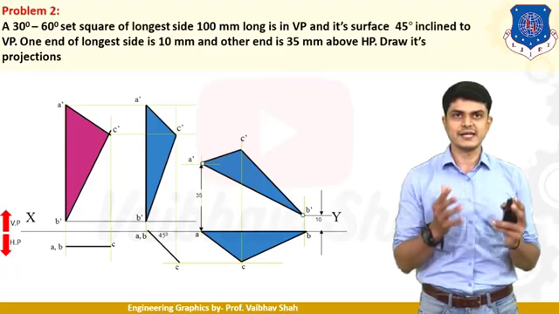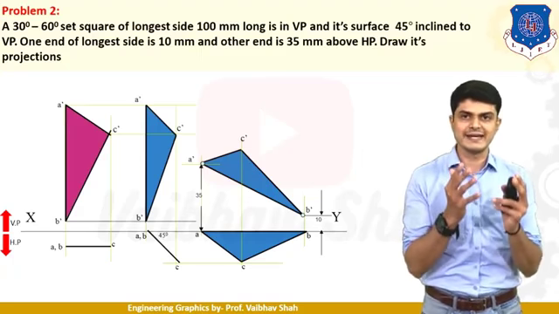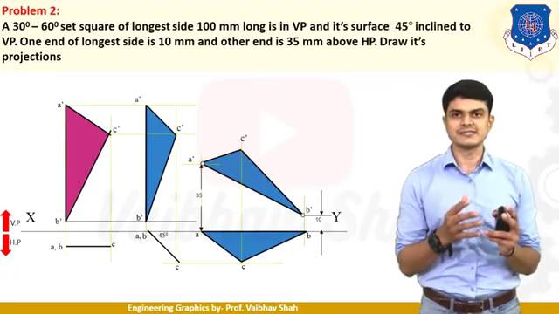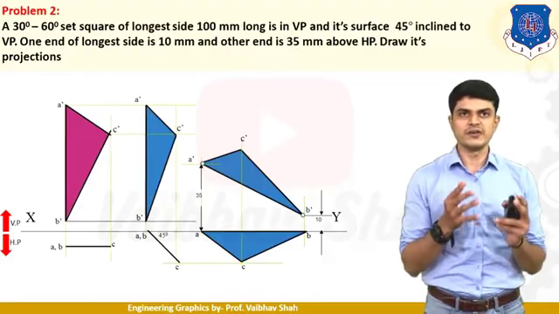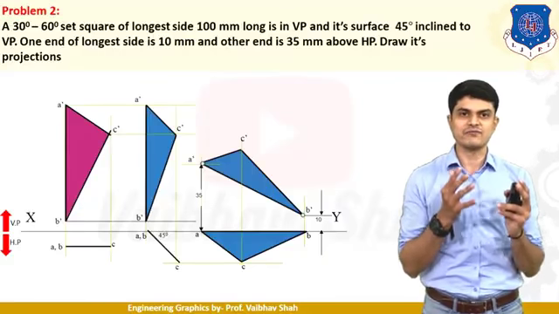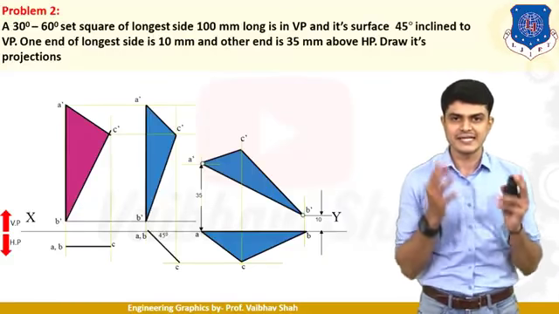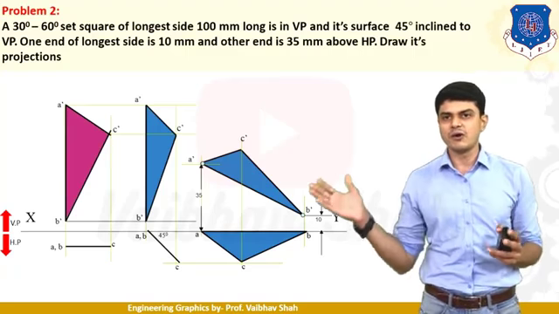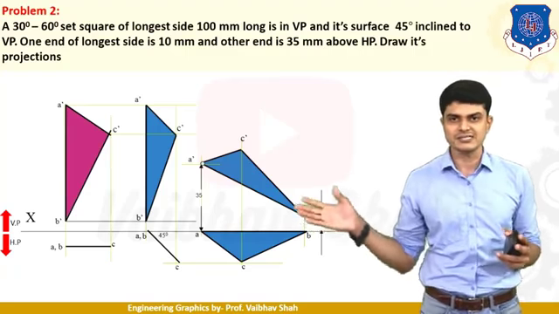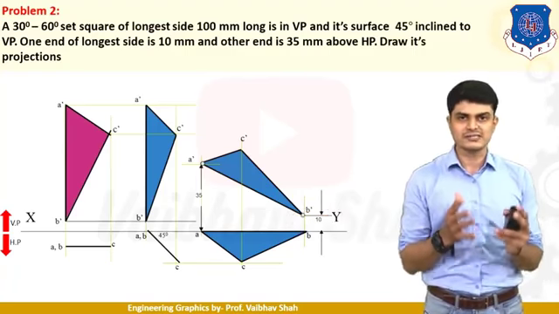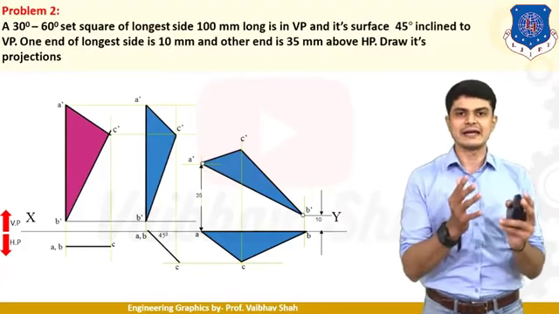In the second stage, it says that the surface is 45 degree inclined to VP. So in the second stage, we need to incline this line at 45 degrees. For that, let us take the point AB on your XY line first. Let us draw this line which is 45 degree inclined to your XY line. So we have now drawn this line at 45 degree incline.